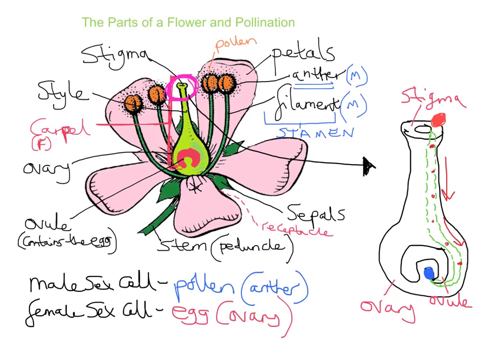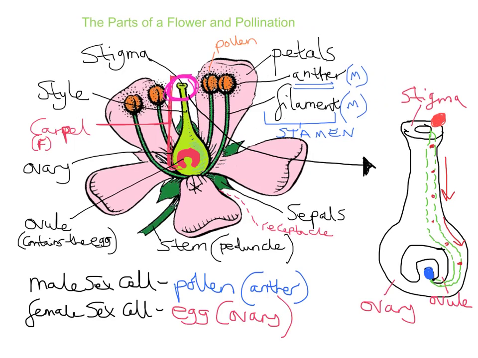Now the pollen passes into the tube, and when it reaches the egg, that's what we call fertilization. So when the pollen, the male sex cell, lands on the stigma, that is pollination. And when the pollen tube forms and that pollen goes down the tube all the way into the ovary and meets the egg, that is what we call fertilization.